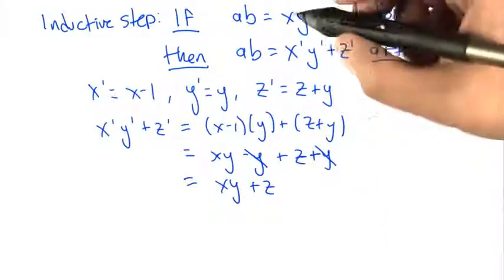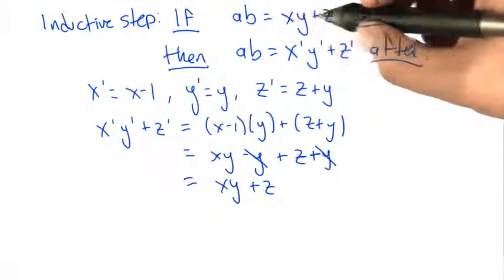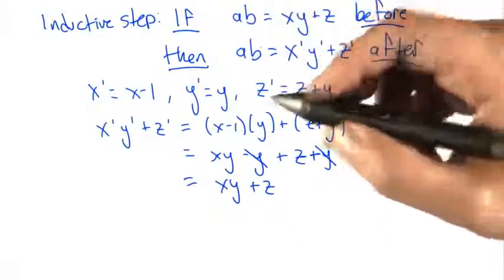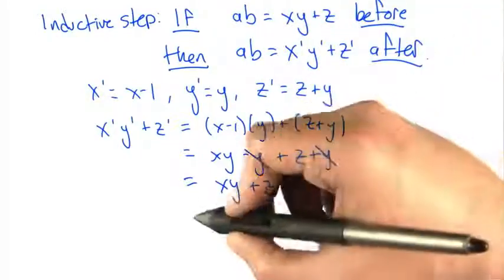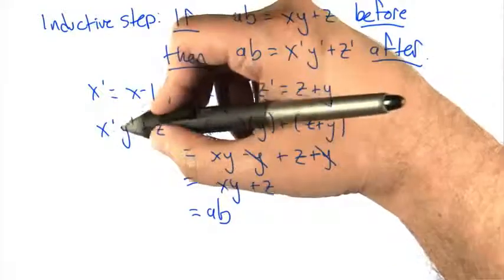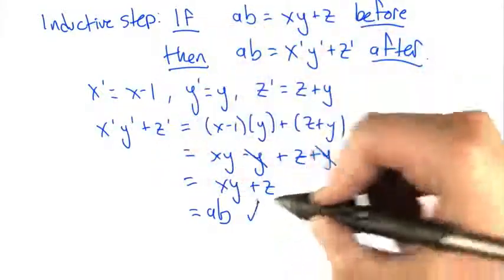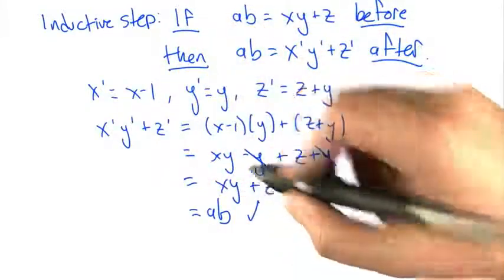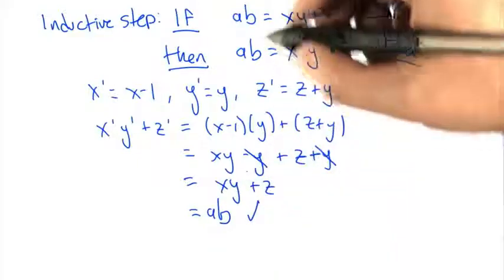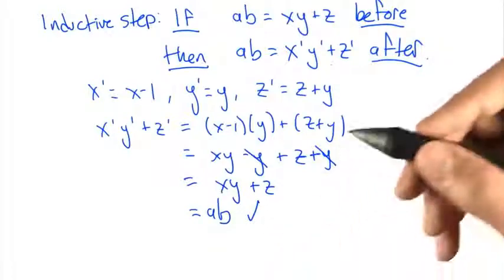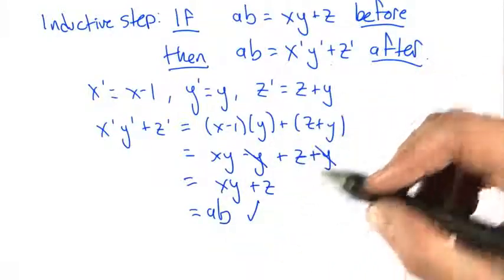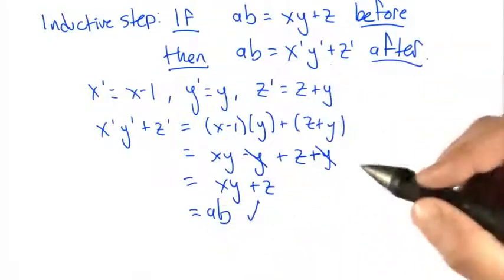But notice what we assumed. We said if it was the case that xy plus z is equal to ab, then what we're showing is that x prime times y prime plus z prime is equal to ab. Well, guess what? We showed that x prime times y prime plus z prime does indeed equal ab if it was true at the top of the loop. So this condition that we're testing here, ab equals xy plus z, is maintained through each step of the while loop. It starts out true and it remains true each time it goes through the while loop.